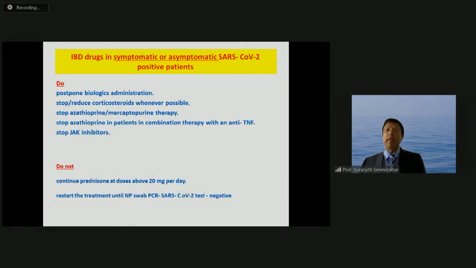However, if they get symptoms, if they become symptomatic or asymptomatic SARS-CoV-2 positive, that's an important aspect. That is, they have now got infected and become symptomatic. At that stage, you should consider postponing biologic administration, stopping certain agents such as azathioprine, mercaptopurine therapy, continue the prednisolone, don't continue prednisolone at a dose over 20, and you restart the treatment when they become PCR negative. The nasopharyngeal swab PCR negative. So these are the guidelines that are given for patients with IBD, which we follow routinely.